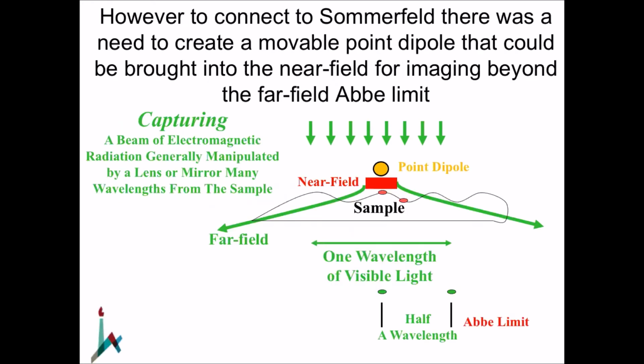So the idea was, how do you make a point dipole that you could translate, or you could translate the sample such that 2 points, which were smaller than the dimension of half a wavelength, could in fact be resolved.